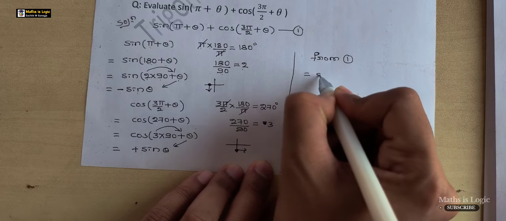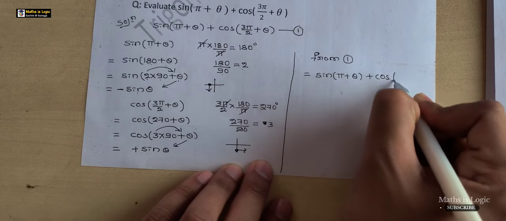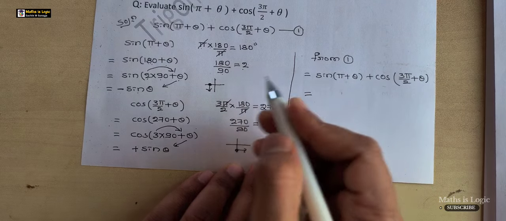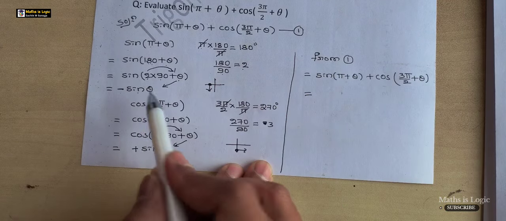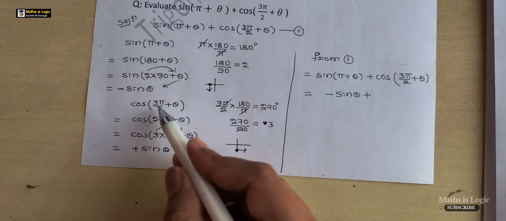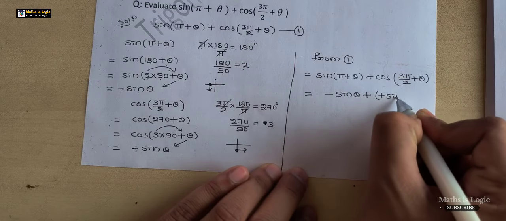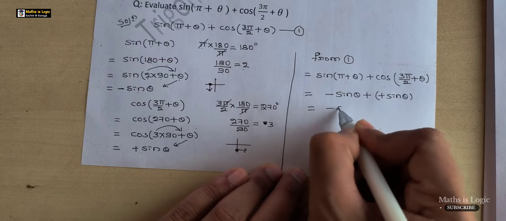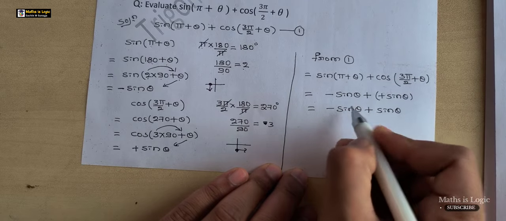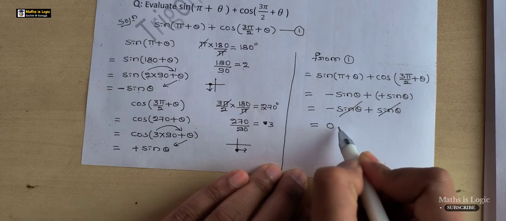which is equals to sine pi plus theta plus cos 3 pi by 2 plus theta. Now substitute. Sine pi plus theta is minus sine theta, plus cos 3 pi by 2 plus theta is plus sine theta, so which is equals to minus sine theta, plus into plus is plus sine theta. So that time minus sine theta plus sine theta get cancelled. So what is the final answer? 0.